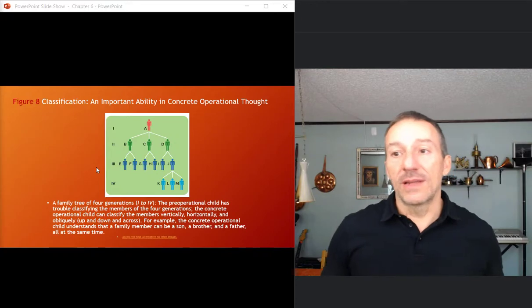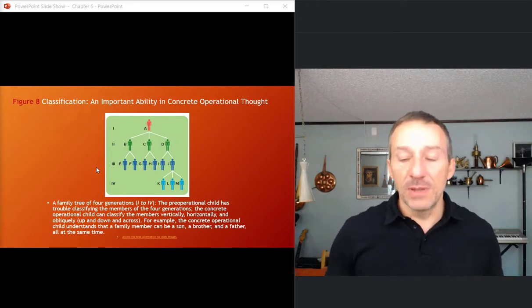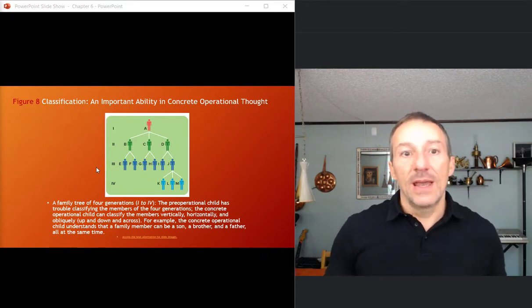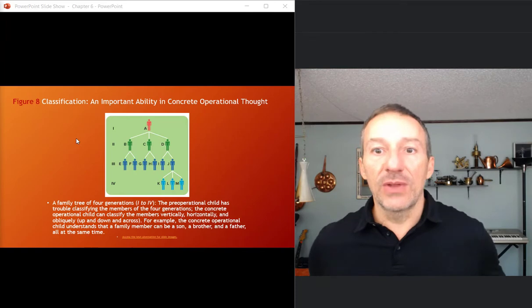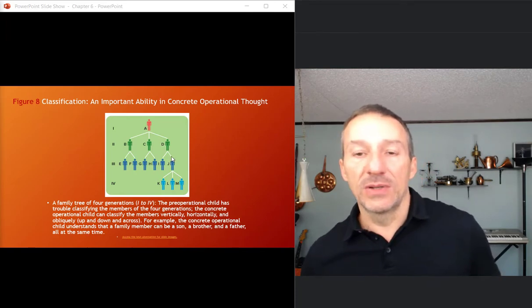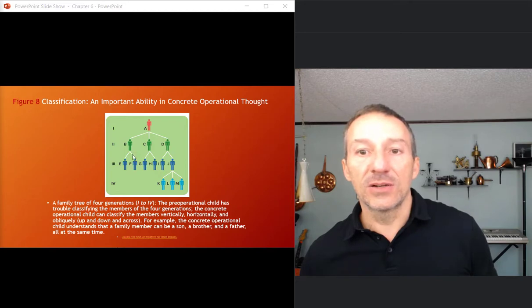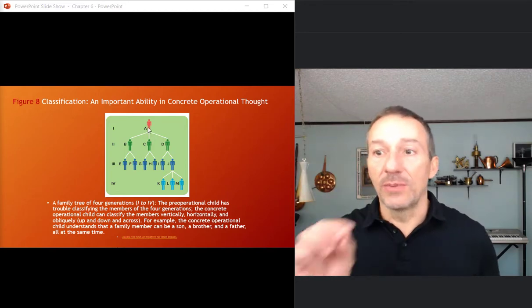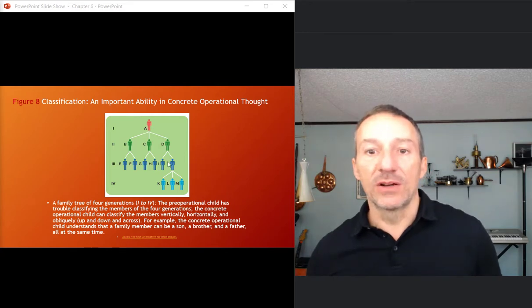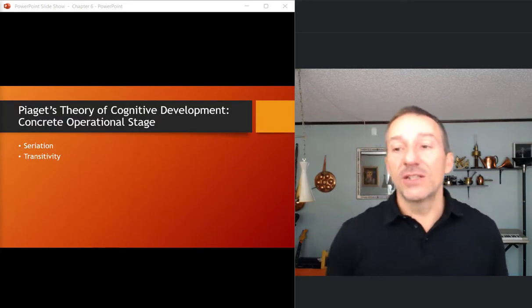Another important skill they learn at this time is the ability to classify things and to consider their relationships. Figure 8 shows you an example of a family tree, and they are able to understand this. They will understand that these are siblings, that these are children, that this is a parent. They're able to do that classification, and they're also able to think about the different relationships going on there.